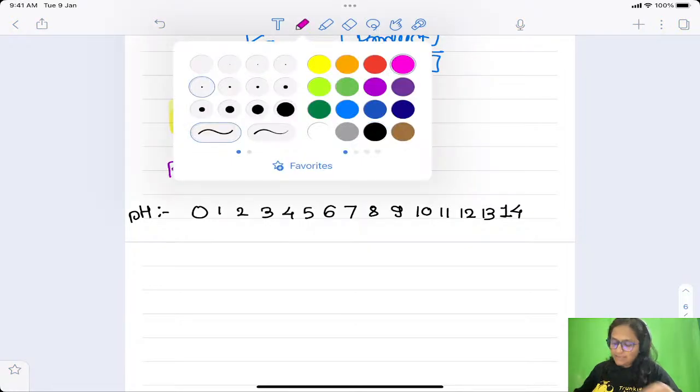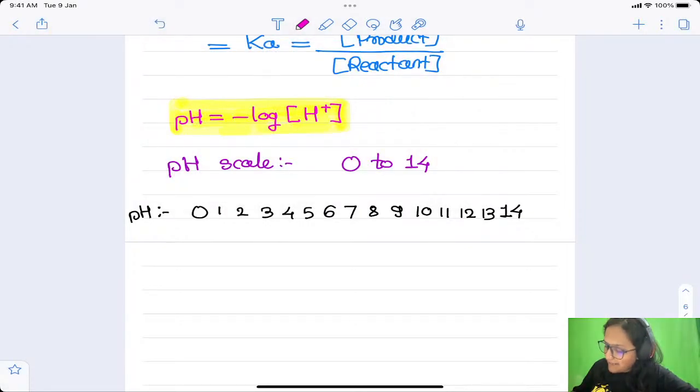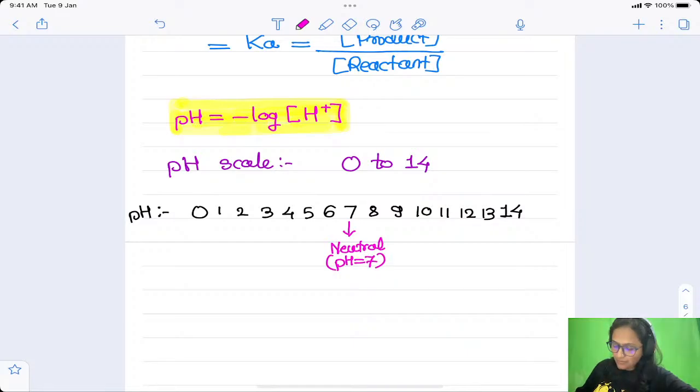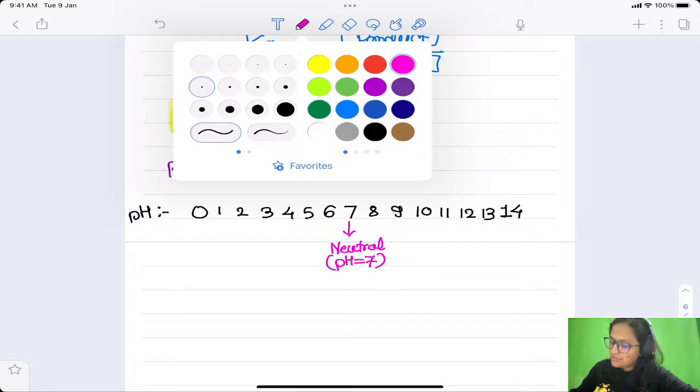Now let us see how it is divided. Exactly at 7 pH, the solution is a neutral solution. pH exactly equal to 7 is the neutral solution.